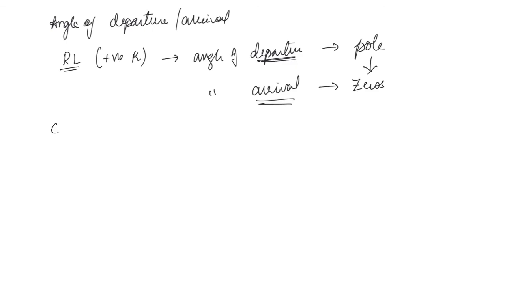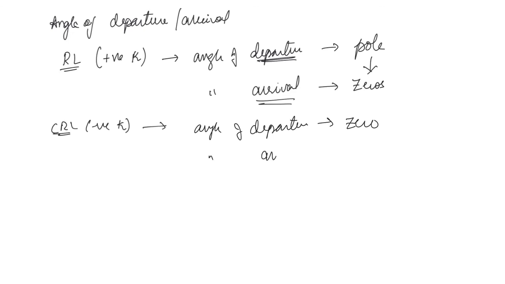What is the case for the CRL, that is for negative values of K? The end point will be at the pole, because K is varying from minus infinity to 0, so it will end at the pole. So the angle of departure will correspond to the zero, and the angle of arrival will correspond to the pole, because it is ending at the pole.